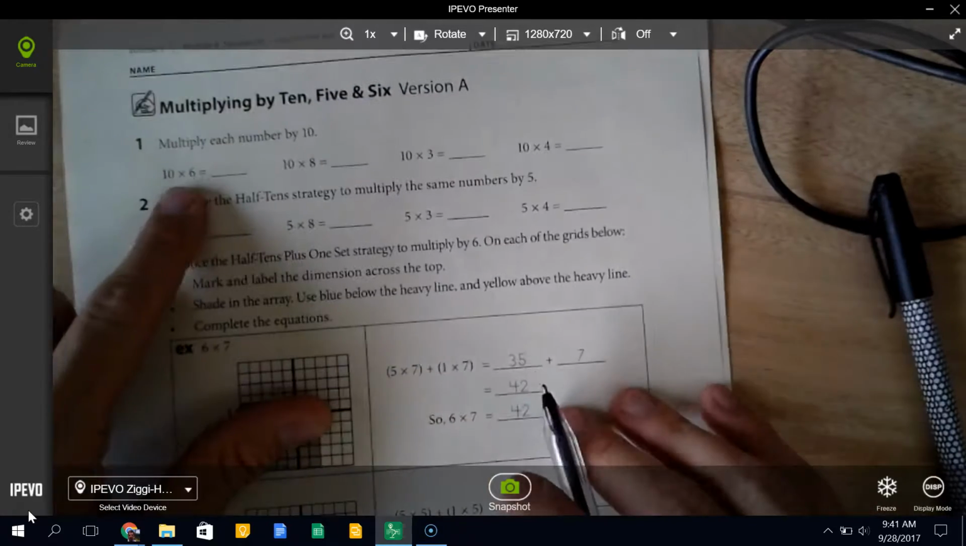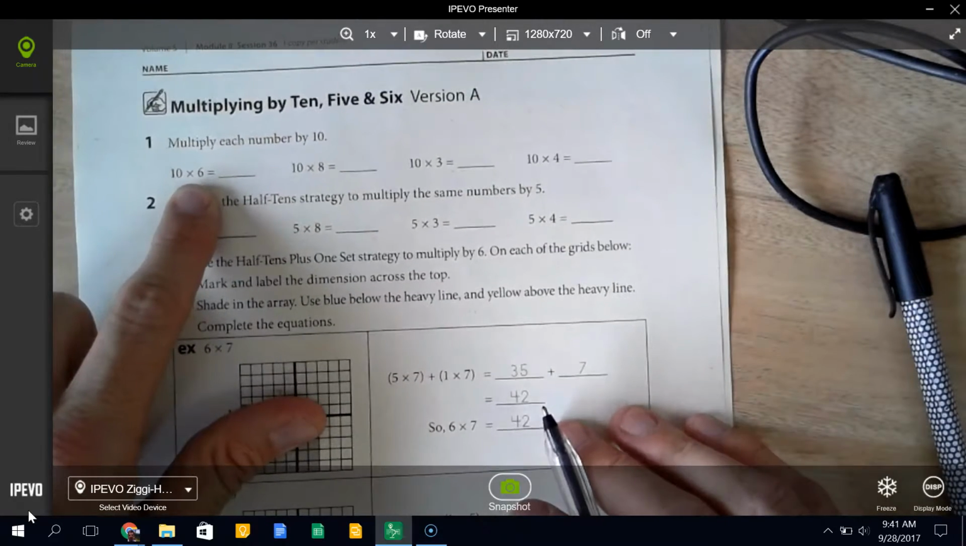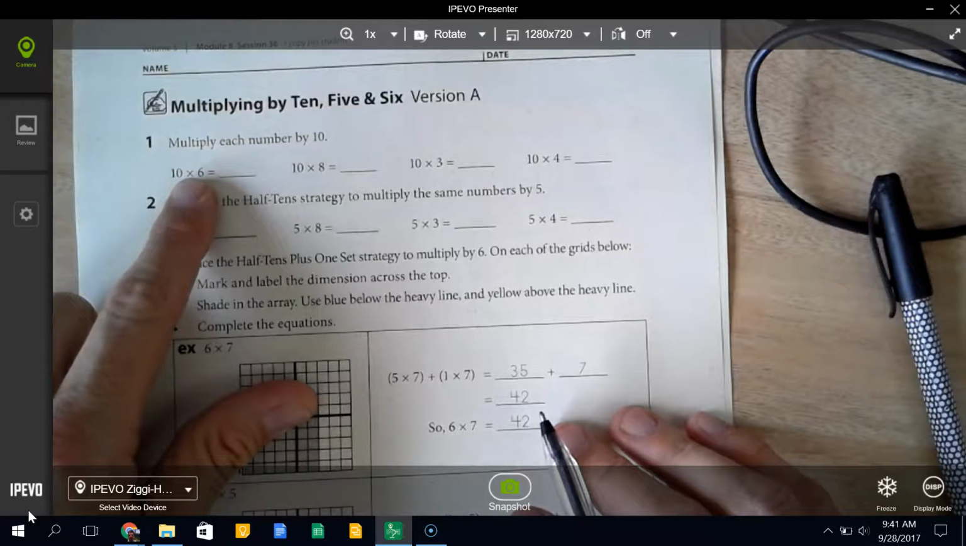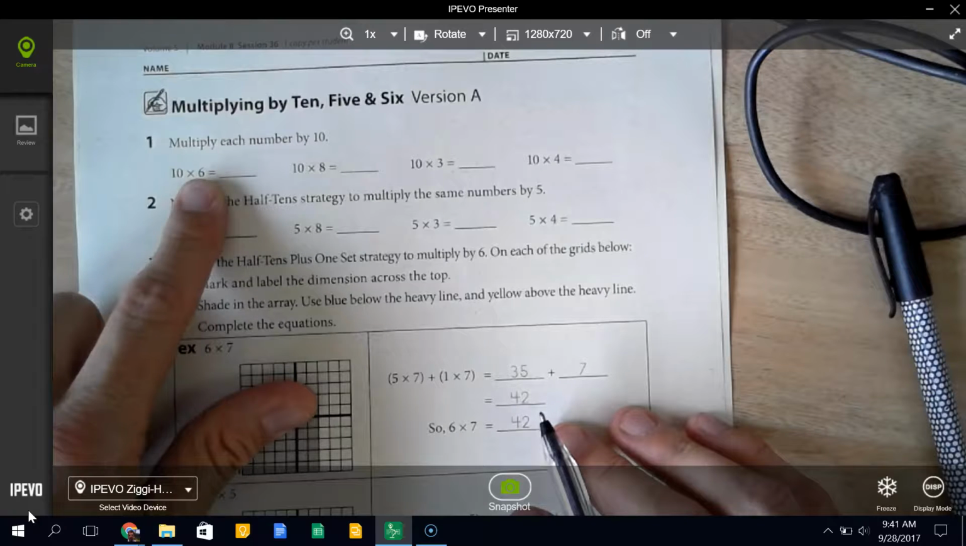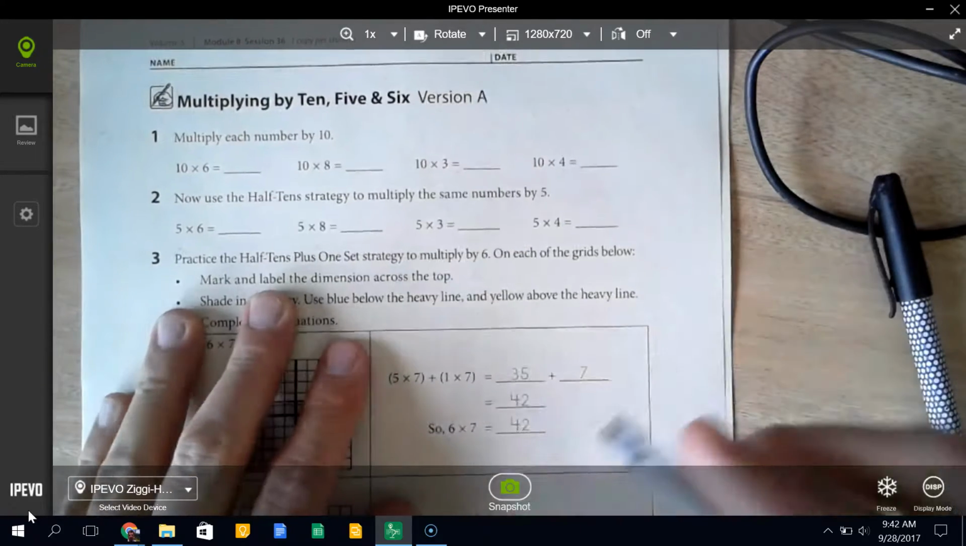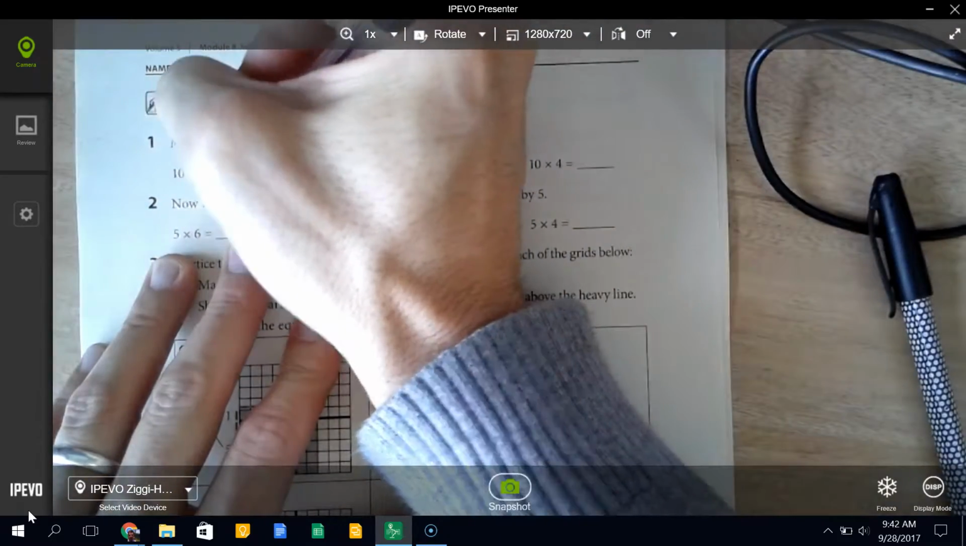Because if we think 6 plus 0, that's 6. We're not adding a 0. We're multiplying by 10. And when you multiply by 10, this number gets 10 times bigger, which goes from 6 to 60. So you're not adding a 0. 10 times 6 is 60.